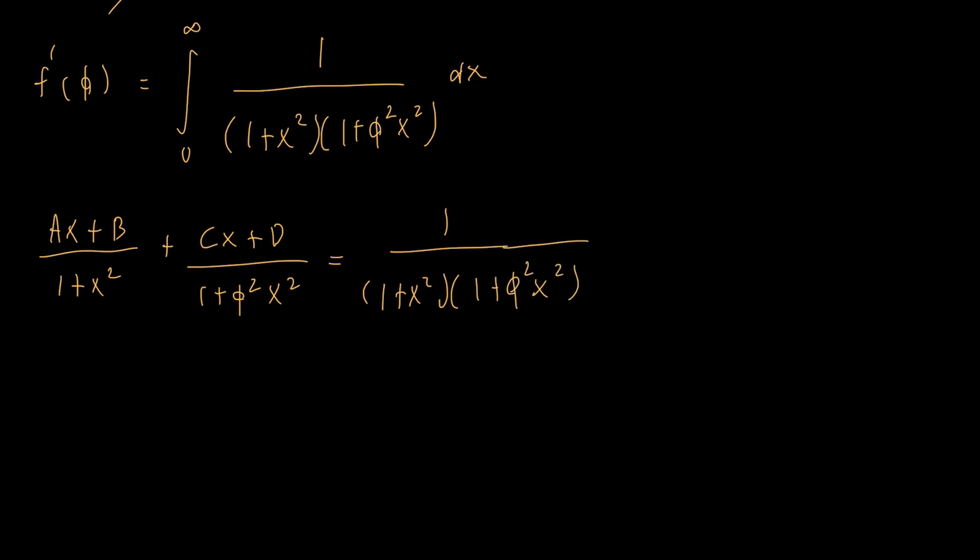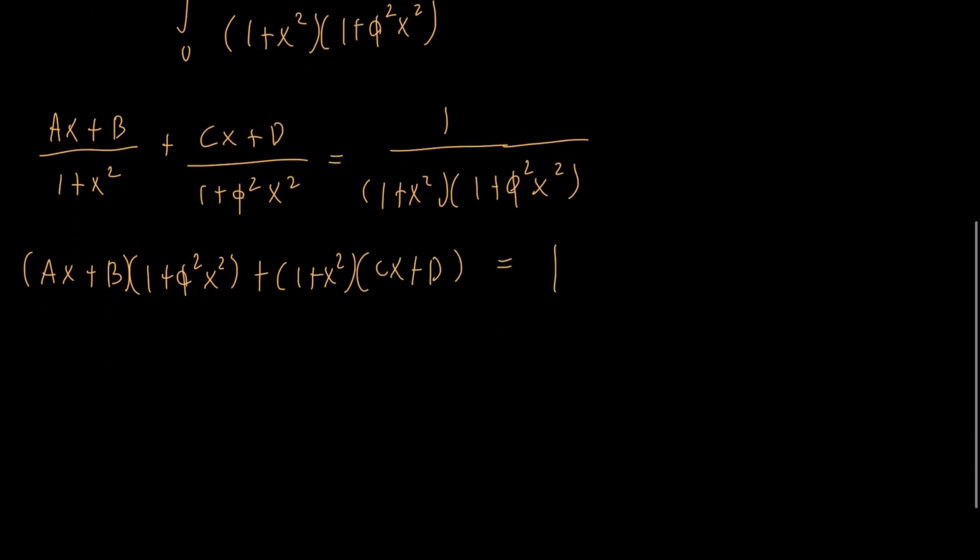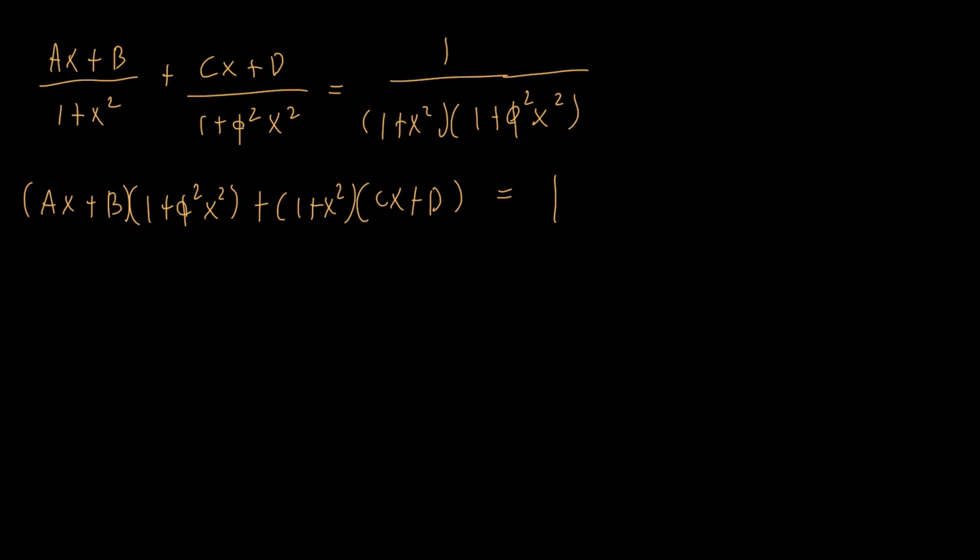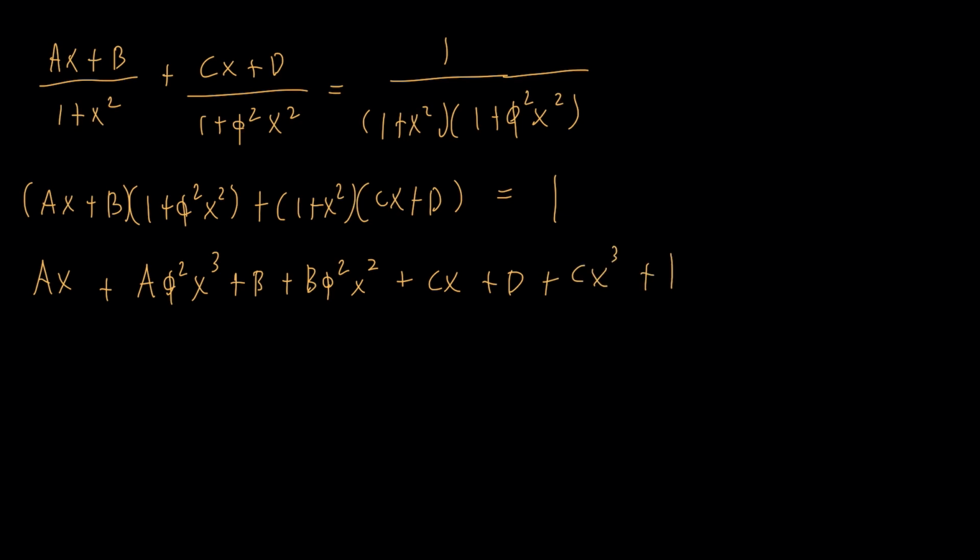And now getting a common denominator, we have ax plus b times 1 plus phi squared x squared, plus 1 plus x squared times cx plus d, is equal to 1. So now expanding this, we'll have ax plus a phi squared x cubed plus b phi squared x squared plus d plus cx cubed plus dx squared is equal to 1.